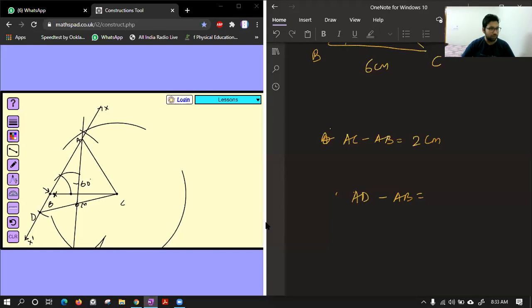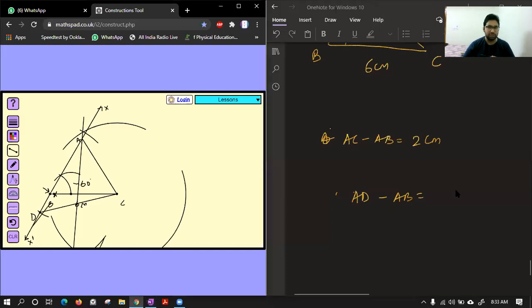Sir, why have you done it in the downward area? Beta, what? Garima, the arc you are asking? The reason is because the side containing the angle is smaller. That is why I have taken the arc downwards. Okay. See, this AD minus AB, if you observe, is 2 centimeter.